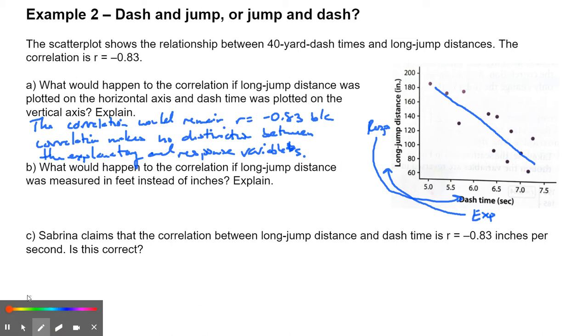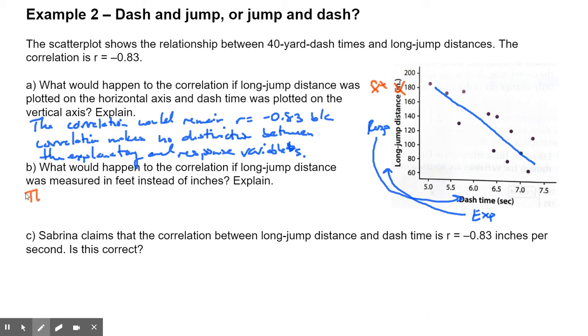All right, number 2. What would happen to the correlation if long jump distance was measured in feet instead of inches? So now let's take away the inches and let's call that feet. Well, again, nothing, because it doesn't matter what the units of your variables are. The correlation remains the same.